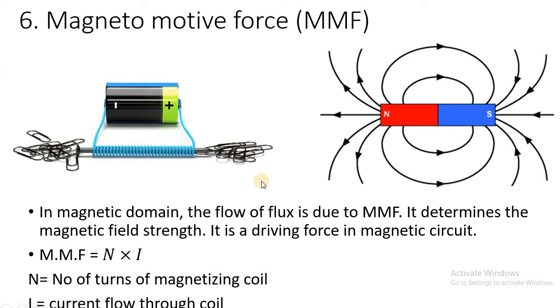Another parameter is I. What is I? I is the current flowing through the coil. When I take 0.1 ampere in the wire, it gives only 5 magnetic lines. But when I take 0.2 ampere current in the wire, it gives 100 lines of magnetic force. It is going to increase. So the number of turns of the magnetizing coil and the current flowing through it decide the magnitude of magnetomotive force, and MMF is directly proportional to N as well as I.